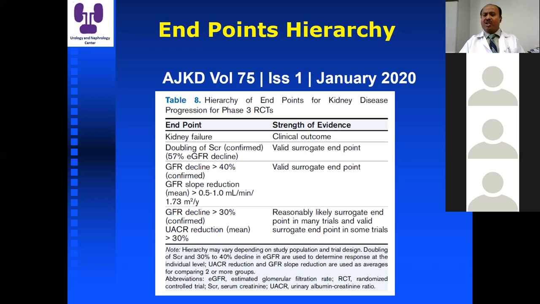Surrogate means to be used instead of the solid one. As I mentioned in Arabic, al-badil. So in renal failure, instead of waiting until the kidney fails, we can use changes of proteinuria. Because we assume that if proteinuria increases, this will be associated with increased risk of future renal failure. So if the proteinuria level is reduced, this is a good point. If the proteinuria level is increased, this is a bad point.